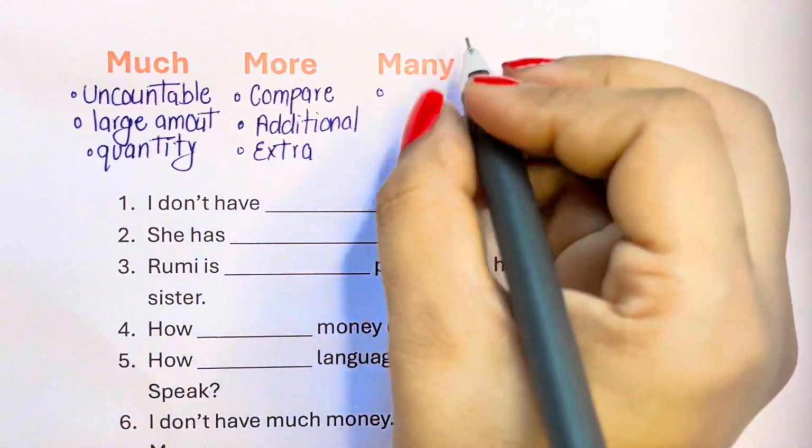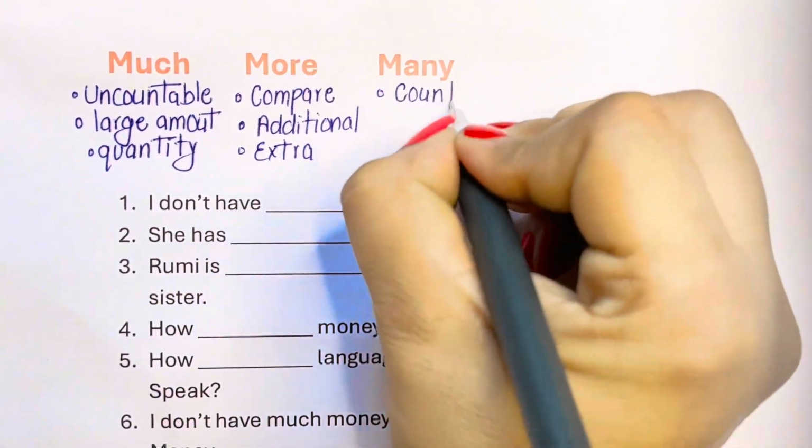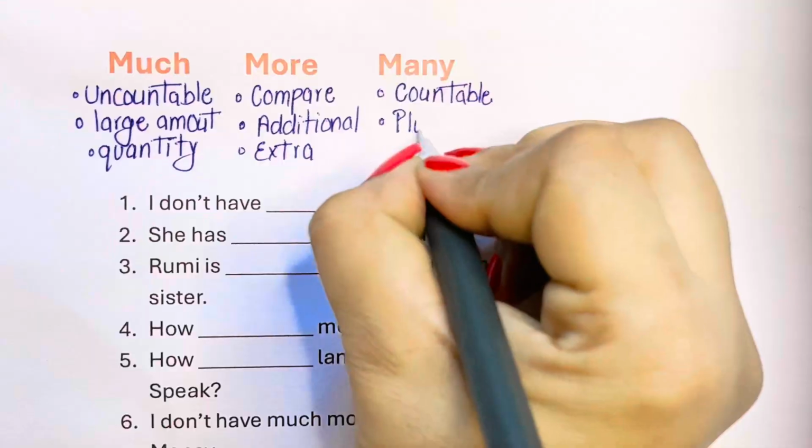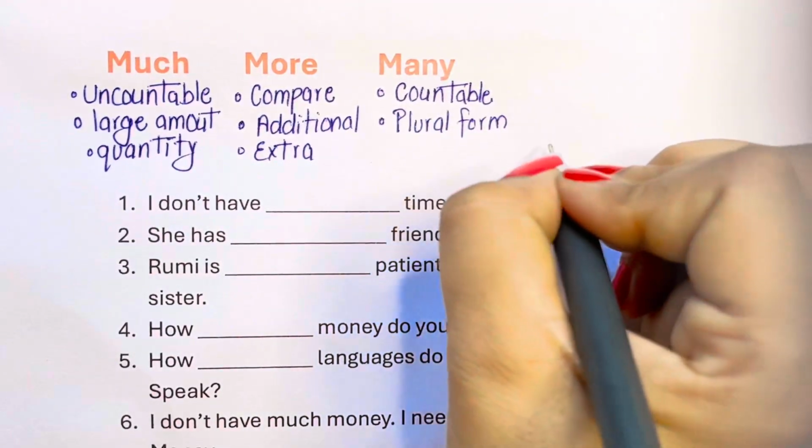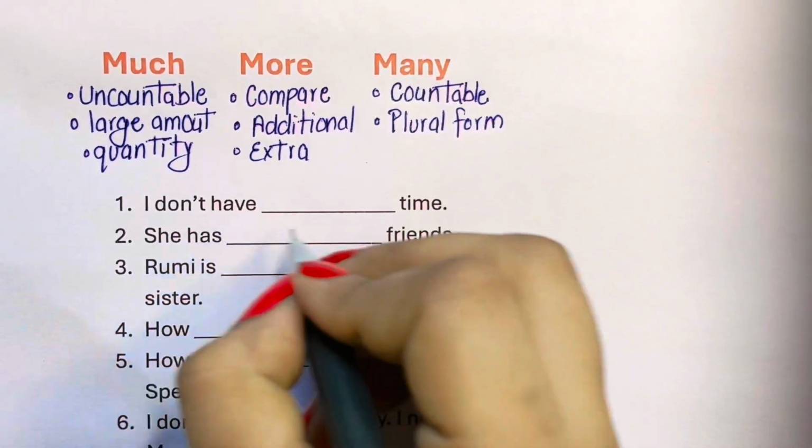Many is used for countable nouns. In plural form, it refers to a large number of countable nouns. Okay? So let's solve the exercise.